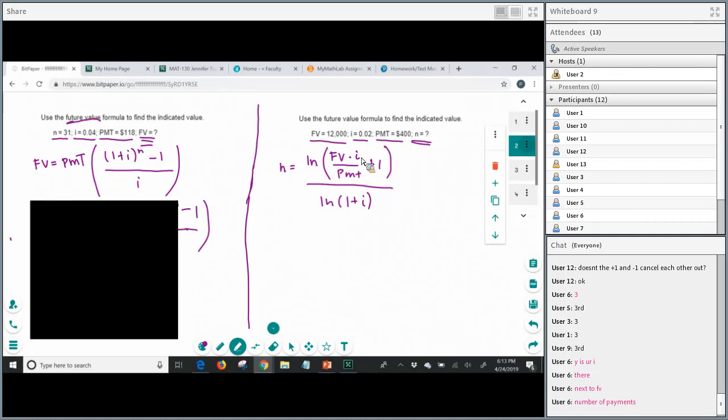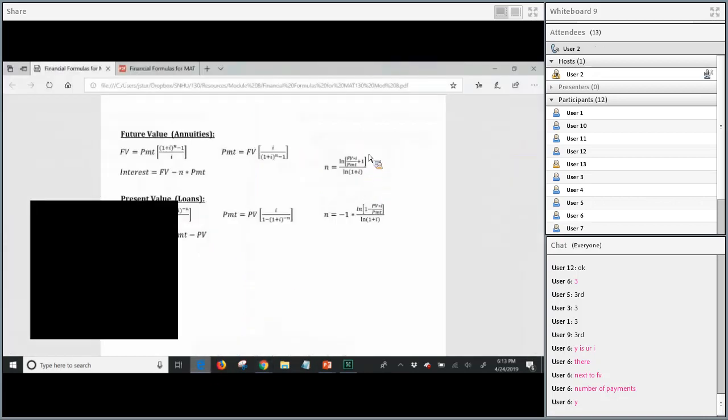Amber, I'm not sure if I'm understanding your question. Are you asking about why this I is right here? So if you look at the formula sheet, excuse me, see this is the formula right here. So what we get is natural log of FV times I divided by the payment. So it's part of the formula that it must appear right there. Does that answer your question?